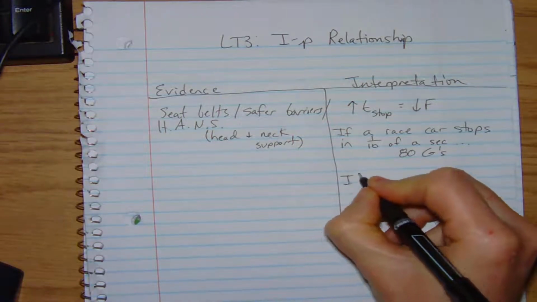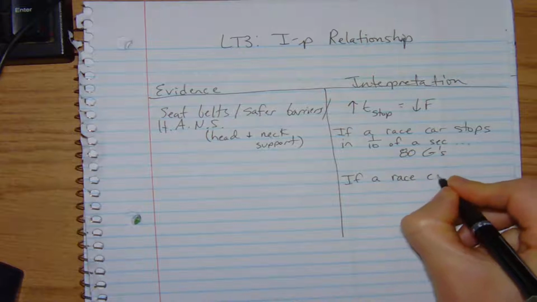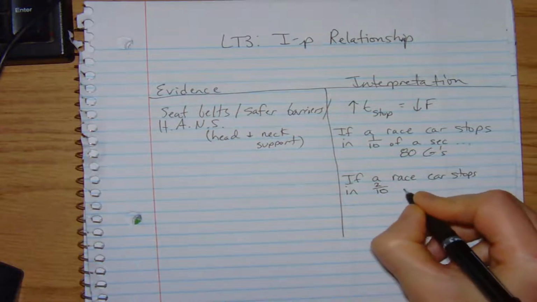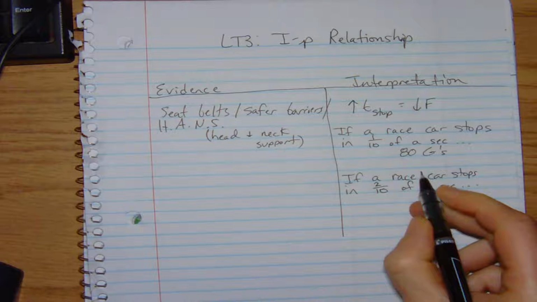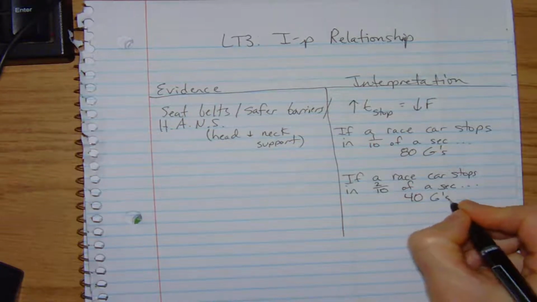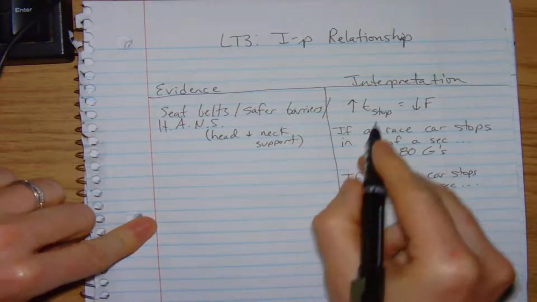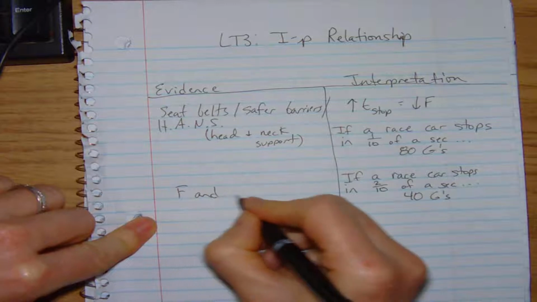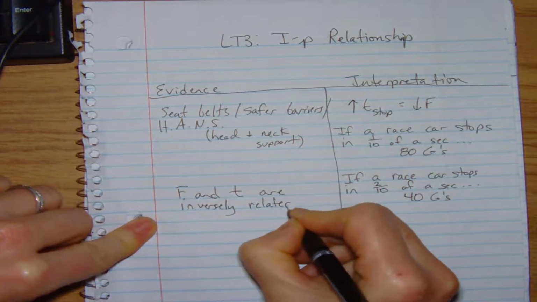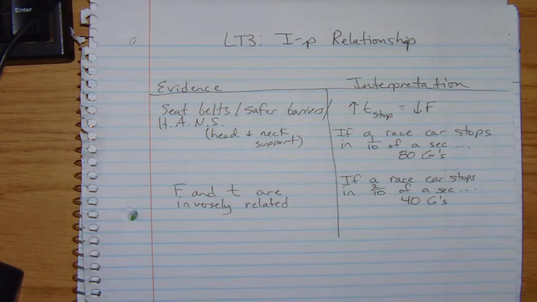But if we could take that same race car and slow it down over a longer period of time, so if a race car stops in 2/10 of a second, we have doubled the time to stop. Doubling the time to stop would cause the force to be cut in half. So then the driver would only experience 40 G's of force. Force and time are inversely related. If we can make that time go up, that force will go down, and there will be a greater chance of that driver walking away.